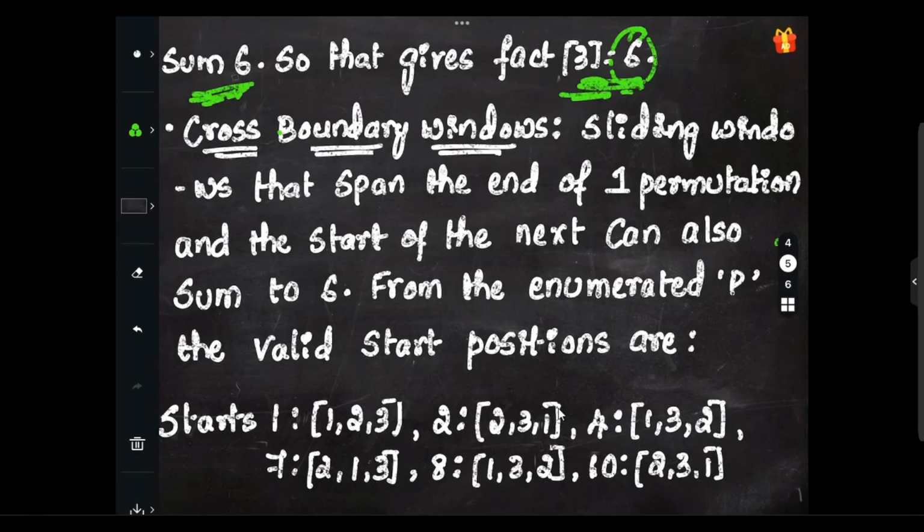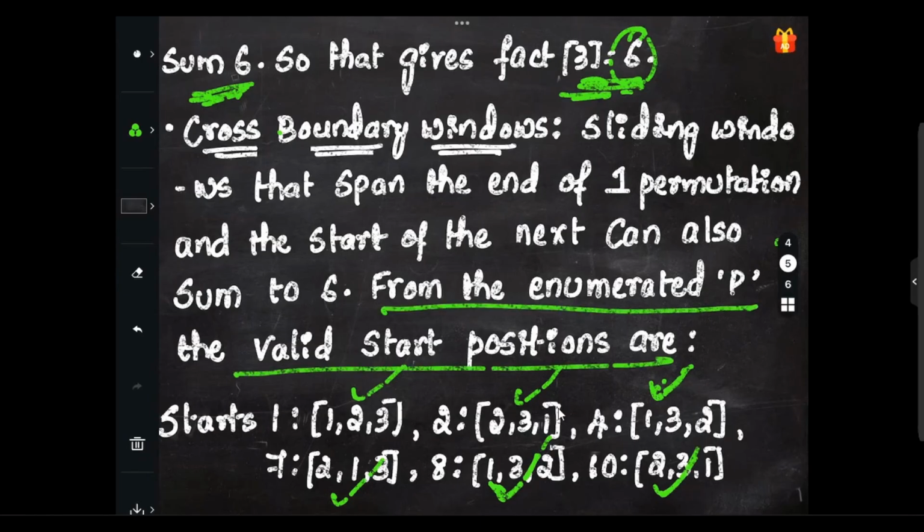Sliding windows that span the end of one permutation and the start of the next can sum up to 6. Yes, it can, right? So from the enumerated P, the valid starting positions are 1 2 3, 2 3 1, 1 3 2, 2 1 3, 1 3 2 and 2 3 1, right?